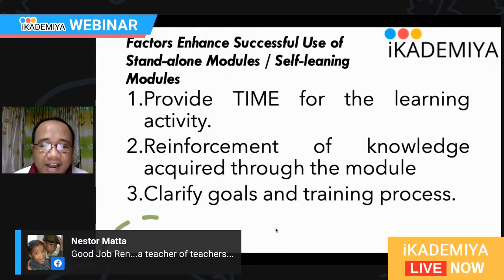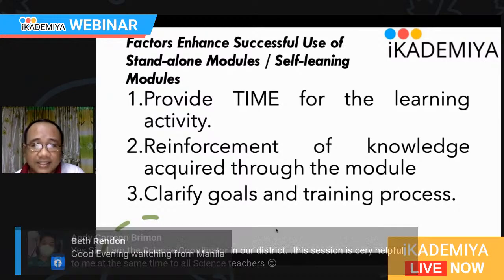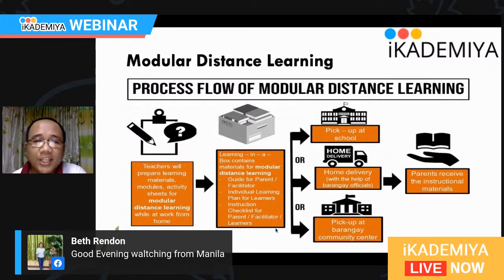It also clarifies goals and the training process. So the key here before you create modules is that it must have a sequence. The first thing that you need to do is the sequence, followed by the goal and the training process. By doing so, we can make our modular distance learning successful.